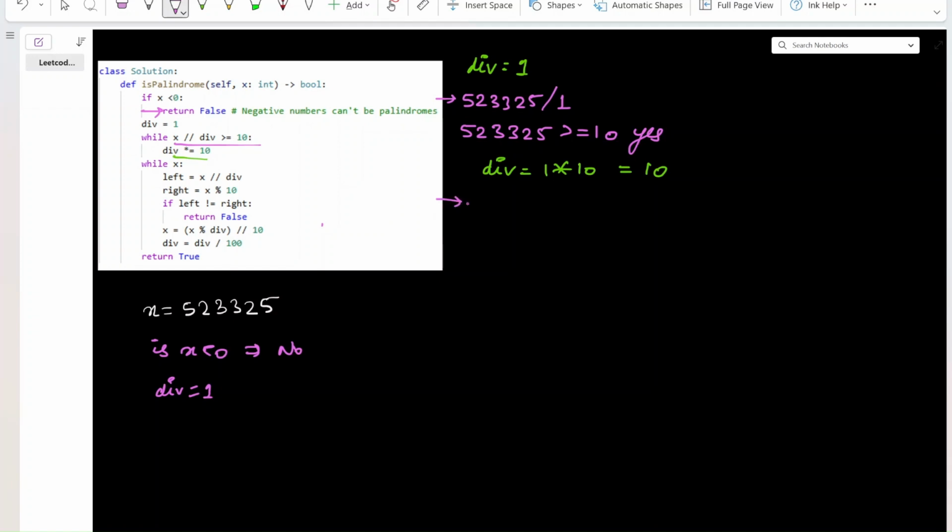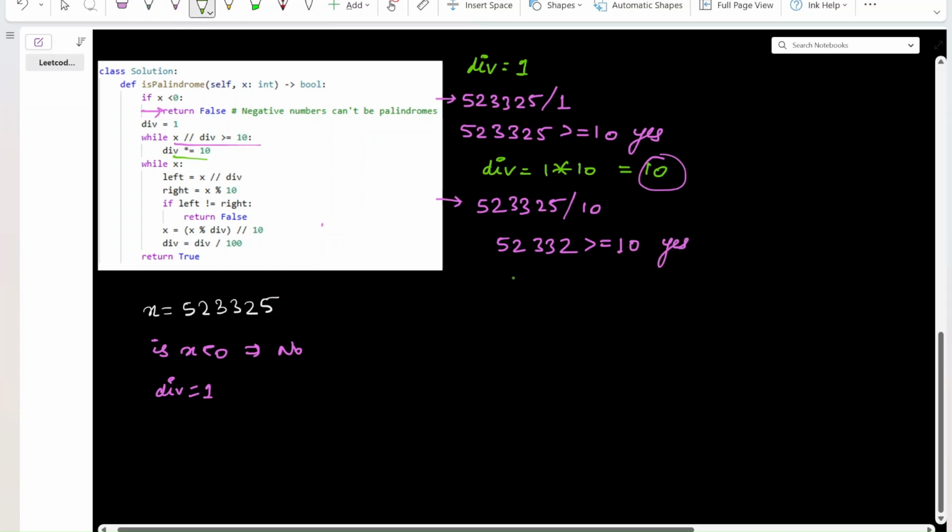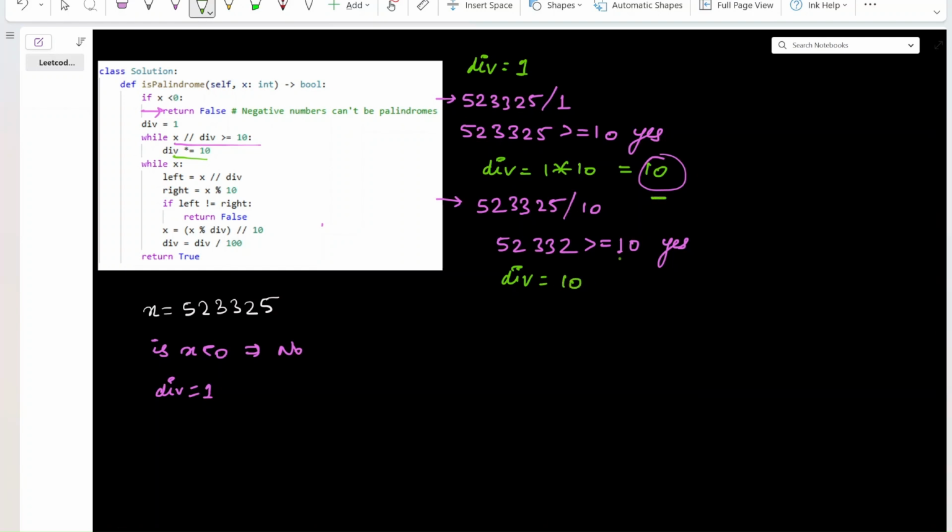Now we again check for the while loop condition. 523325 divided by div. Currently our div is 10, so the answer would be 52332. Is it greater than or equal to 10? Yes. We need to again update our div. So our div would be equal to our previous div, which was 10, multiplied by 10. This will be equal to 100.